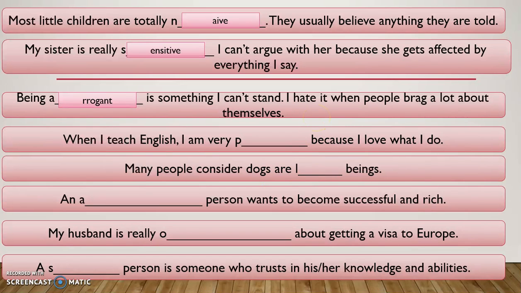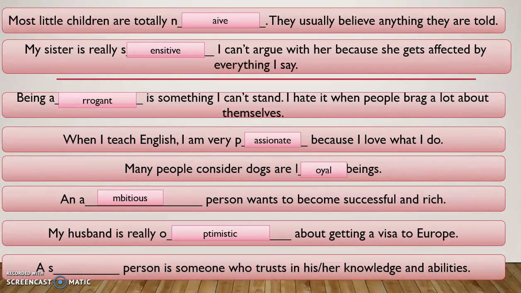When I teach English, I am very passionate because I love what I do. Many people consider dogs to be loyal beings, meaning that they are always by our sides. They are never going to betray us. That is what loyal means. An ambitious person wants to become successful and rich. There you have the definition included in the sentence.